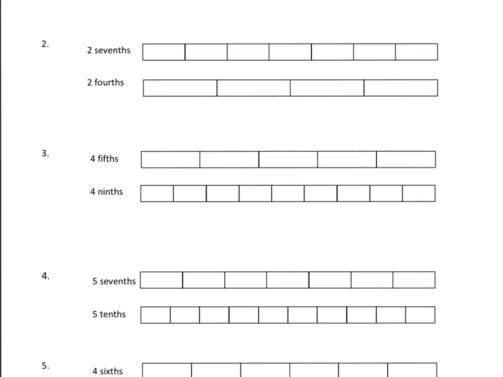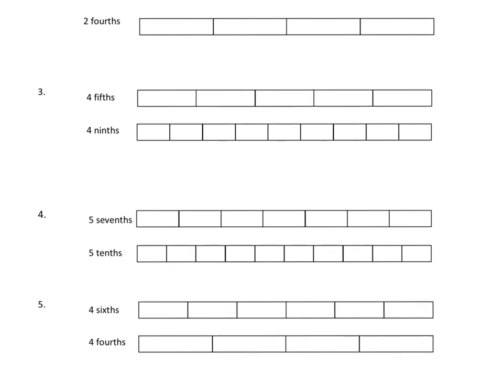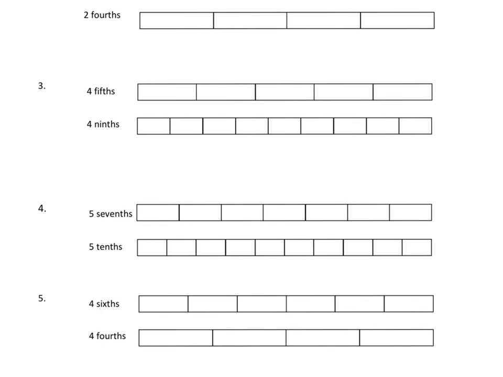Let's take a look at 3. I'll do every other one. And my first one says 4/5, and I see that it's already broken into fifths for me, so I'm just going to shade 4 of them. So it's 1, 2, 3, and 4. The bottom one says 4/9, and I see it's already been broken into ninths. So I have 1, 2, 3, 4.